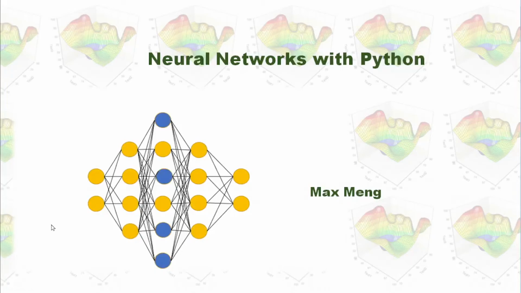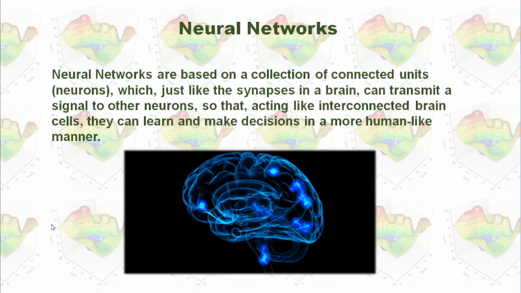This time, I'm going to talk about neural networks with Python. Neural networks are based on a collection of connected units. Sometimes we call those connected units neurons. Those neurons, just like the synapses in a brain, can transmit a signal to other neurons, so that acting like interconnected brain cells, they can learn and make decisions in a more human-like manner.